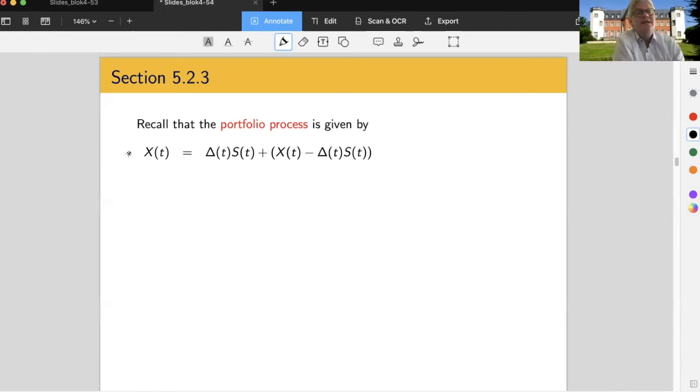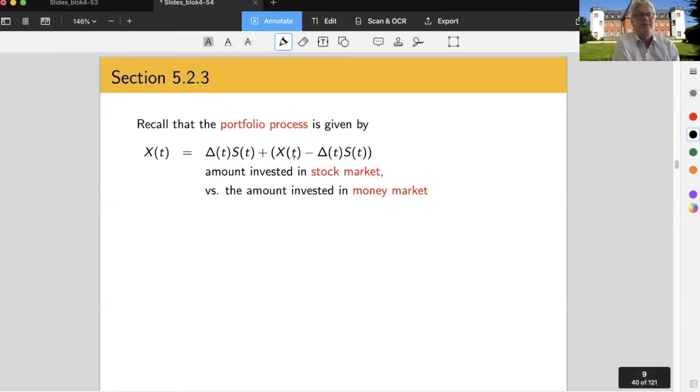So here you see two pieces. X_t is composed of two pieces: Delta_t S_t, delta stocks, which is money invested in the stock market, and X_t minus Delta_t S_t, that is a piece that is invested in the money market. The remaining part, together they make X. This part is invested in the stock market, and the remaining part is invested in the money market. So an amount invested in the stock market versus the amount invested in the money market.